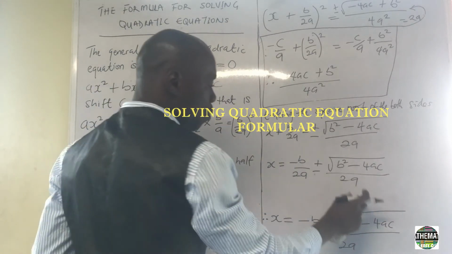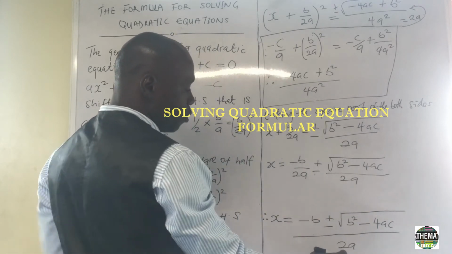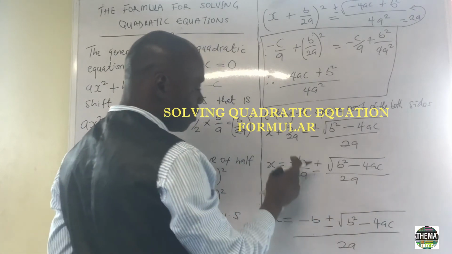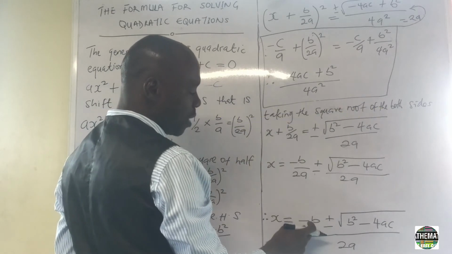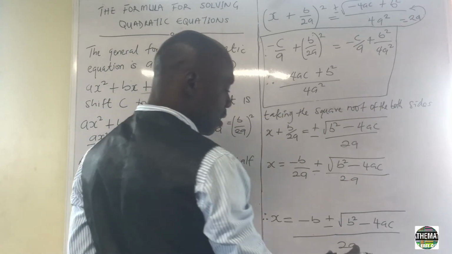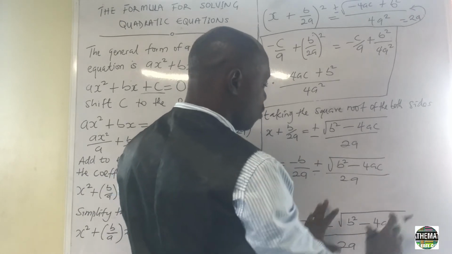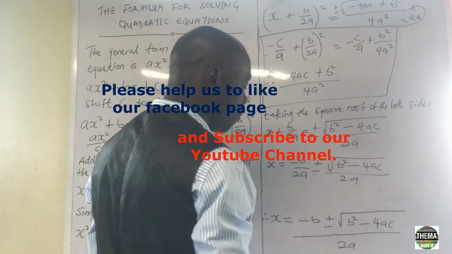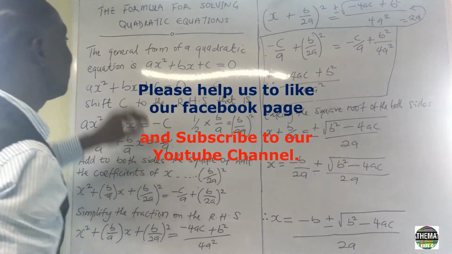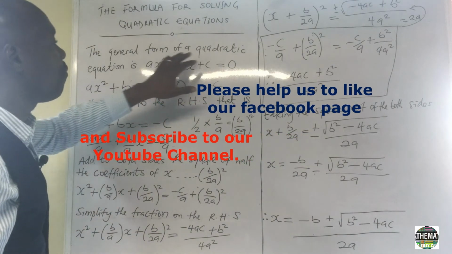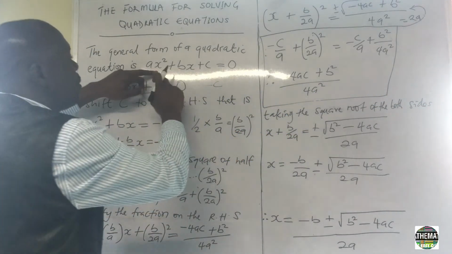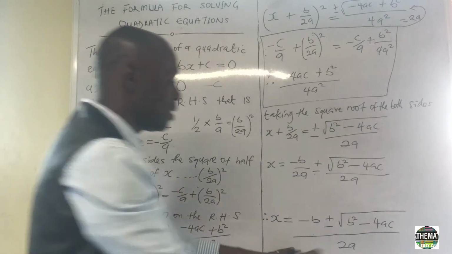We bring out one of the 2a down. So 2a, into negative b over 2a, gives us minus b, plus or minus. Then this one and this one are together. If we multiply them by 1, that's why we just put it here. It doesn't change at all. That is how we arrive at the general form of a quadratic equation, this particular formula.